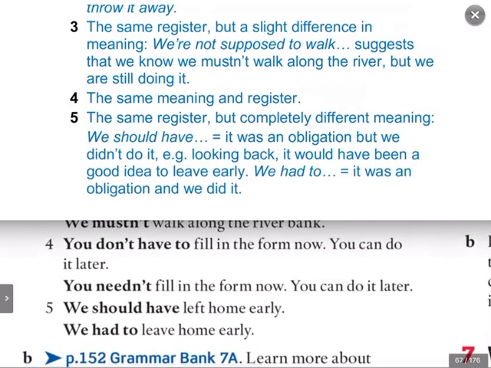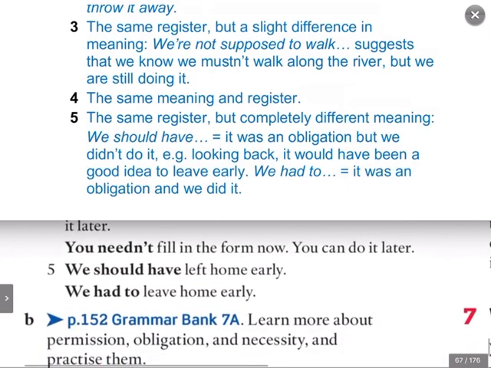What about number 4? You don't have to fill in the form now. You can do it later. You needn't fill in the form now. You can do it later. These are exactly the same, meaning and register. And what about the last one, number 5? We should have left home early. We had to leave home early. Well, these are the same register, but they have a completely different meaning.